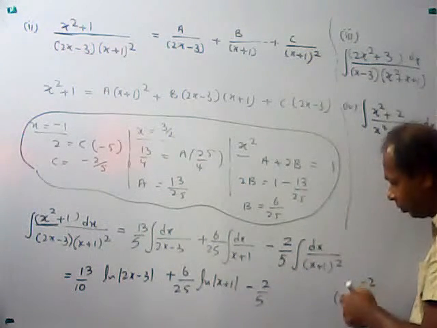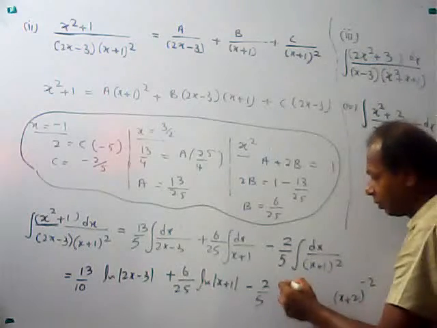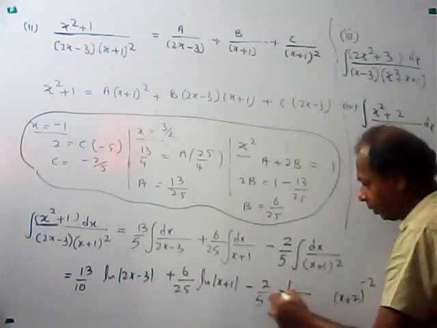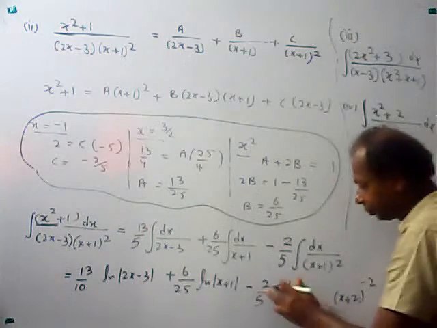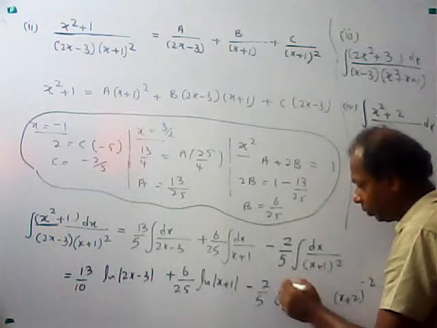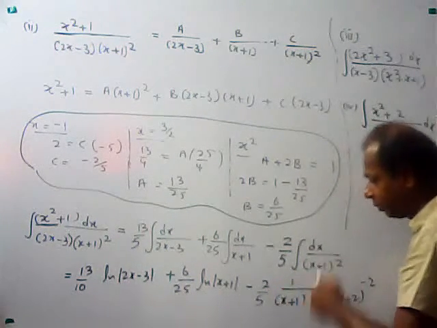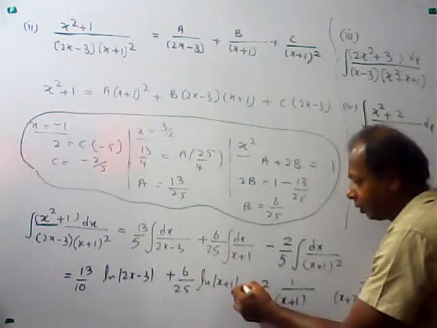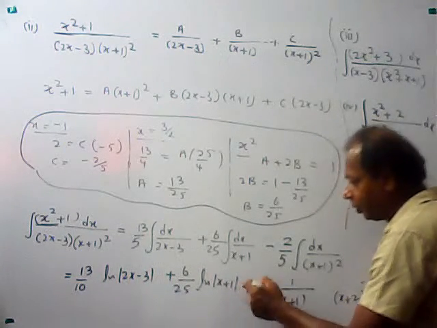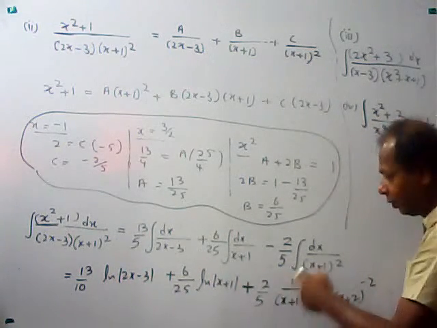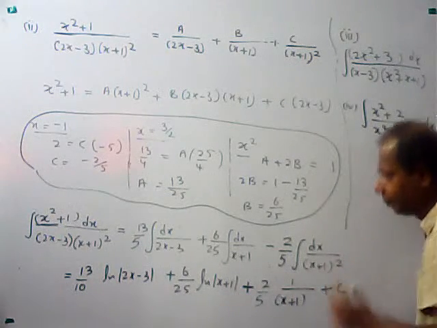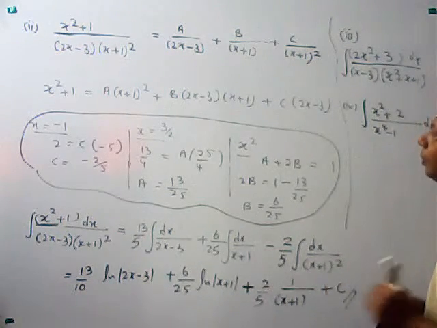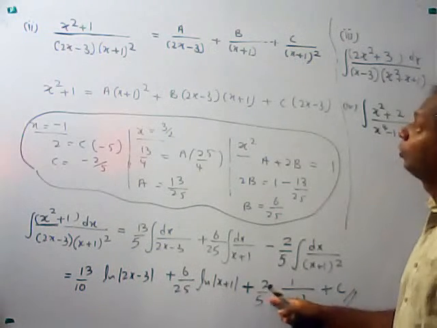So x plus 1 to the power minus 1, that will be 1 over x plus 1. You have to divide further by minus 1. That will change the sign here in the middle. So plus 2 over 5, 1 over x plus 1, finally plus C. So this is the answer for part 2.